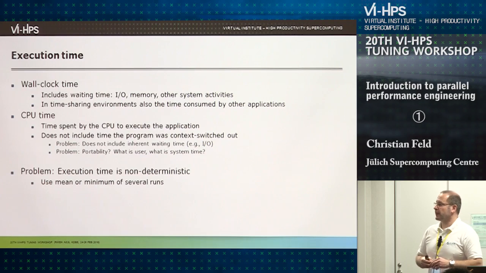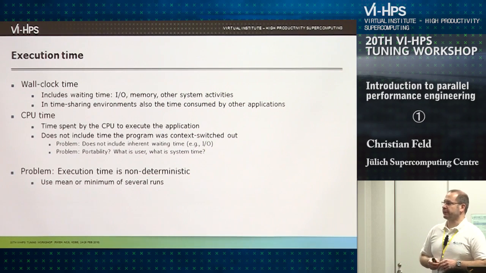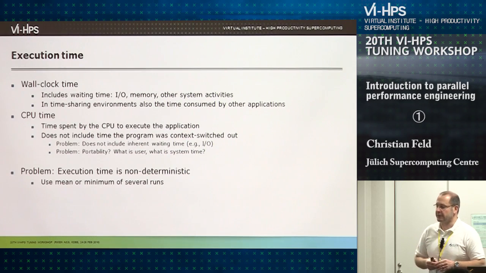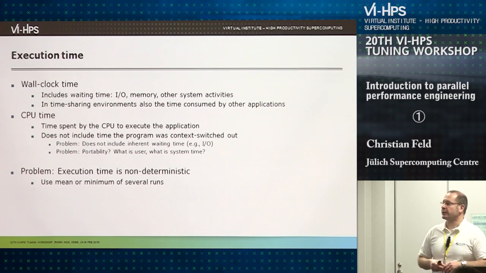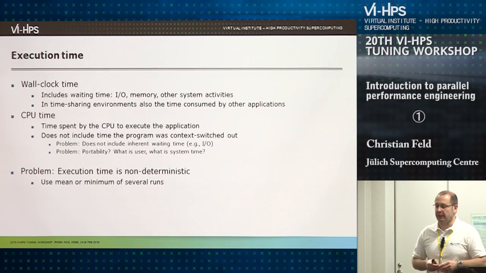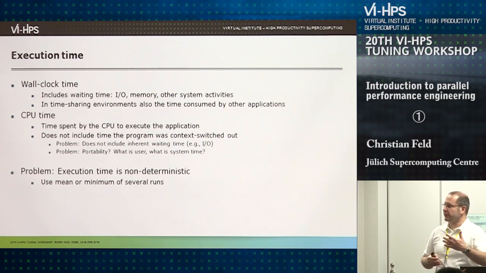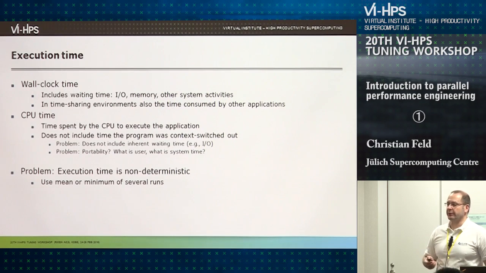Okay, so I already mentioned this. The execution time is non-deterministic. For example, if you have I/O, or if your application is influenced by the I/O of other applications, or if you have OS jitter, you should do several runs and take the average out of it. But on some systems, for example the Blue Gene systems, it's quite deterministic, so you don't see so many variations, but this really depends on the system, and you need to do some experiments there.